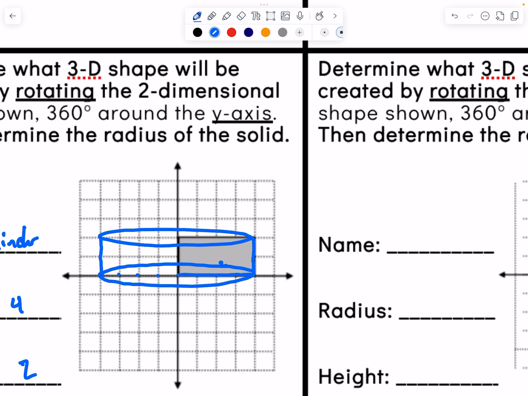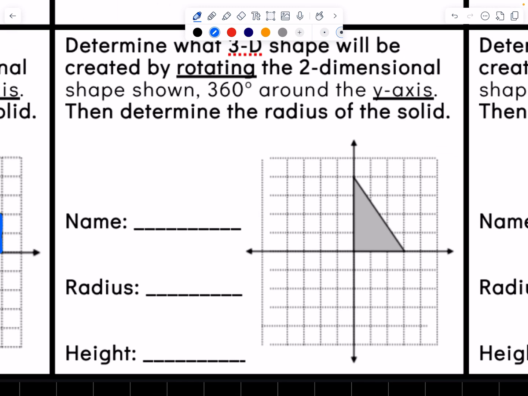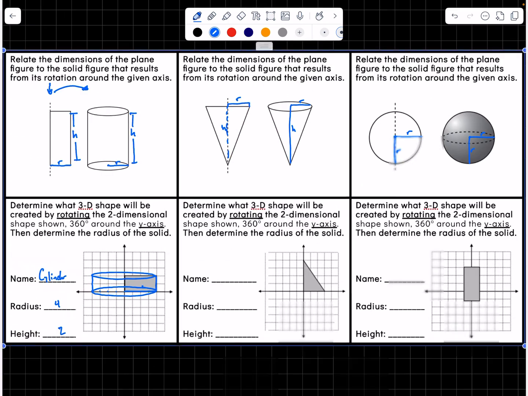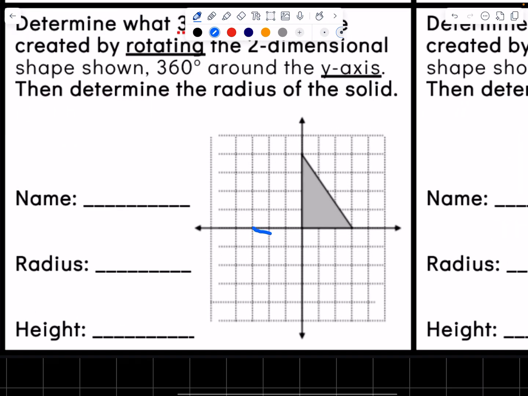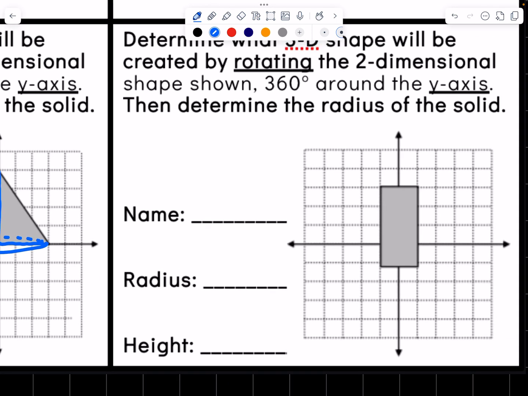And there we go. Over here, we know that when we rotate a triangle around, it's going to come up and end up being a cone, with a radius of 1, 2, 3, and a height of 1, 2, 3, 4. We again have a cylinder here. If we rotate around the y-axis, then our radius is going to be not 2, it's only going to be 1, and our height is going to be 1, 2, 3, 4.